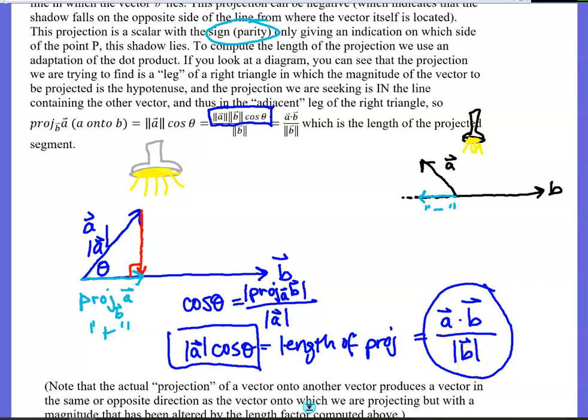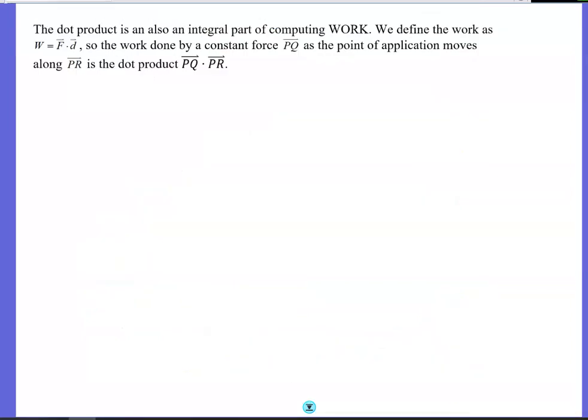I did also say I would do a brief talk about the dot product being a part of something defined as work. So the definition of work: the work done by a constant force vector PQ, as the point of application moves along PR, is called the dot product. So it's the force vector dotted with the direction vector, right? If you've done this in physics, you've probably seen this before. Again, the work done is the force vector dot the direction that you're headed.